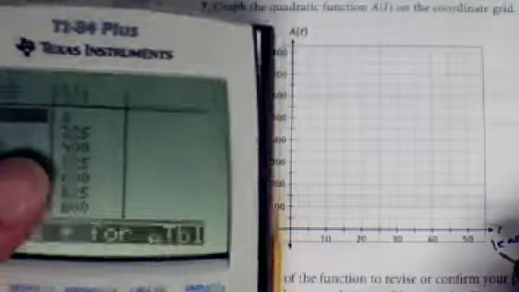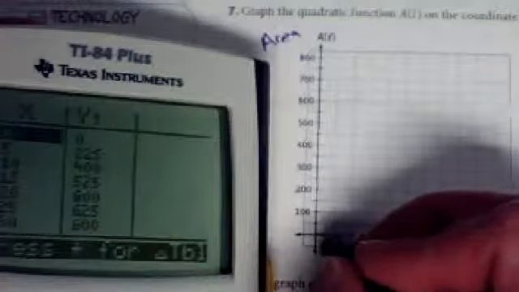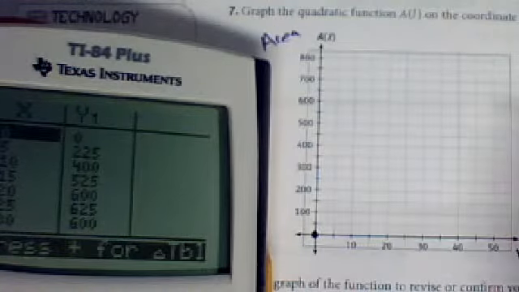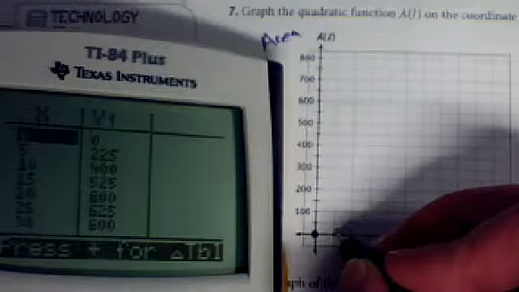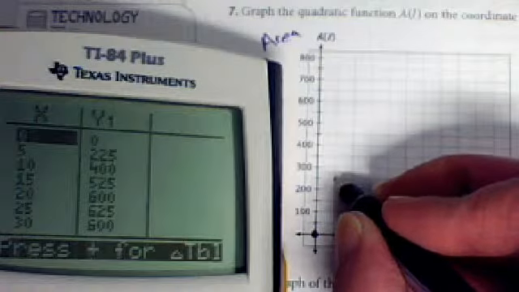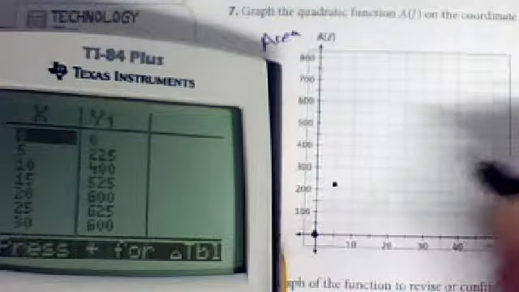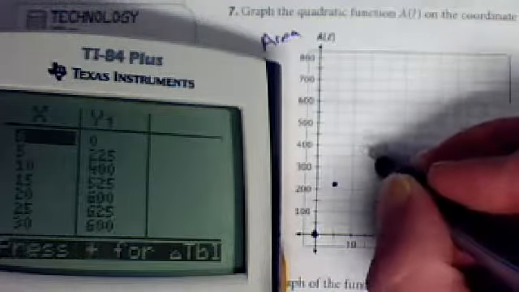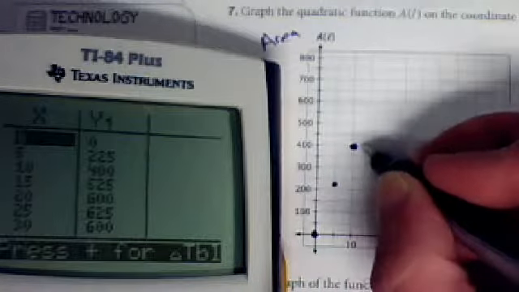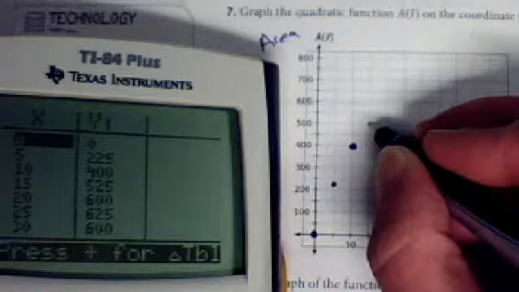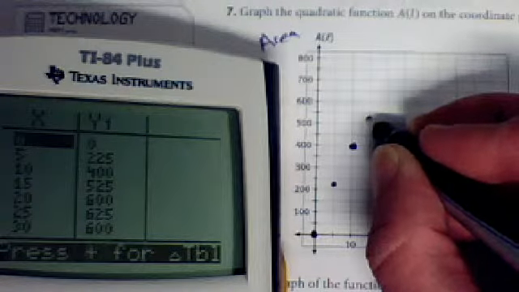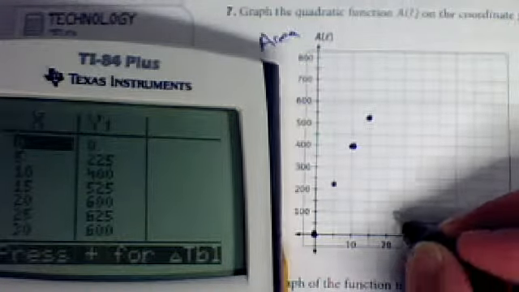I've got 0, 0, because if we don't have any length, we don't have a rectangle. The next one is 5, 225. Here's 250, so 225 would be in the middle. 10 goes to 400. 15 goes to 525. Here's 500, here's 550, 525 would be in the middle. 20 goes to 600.